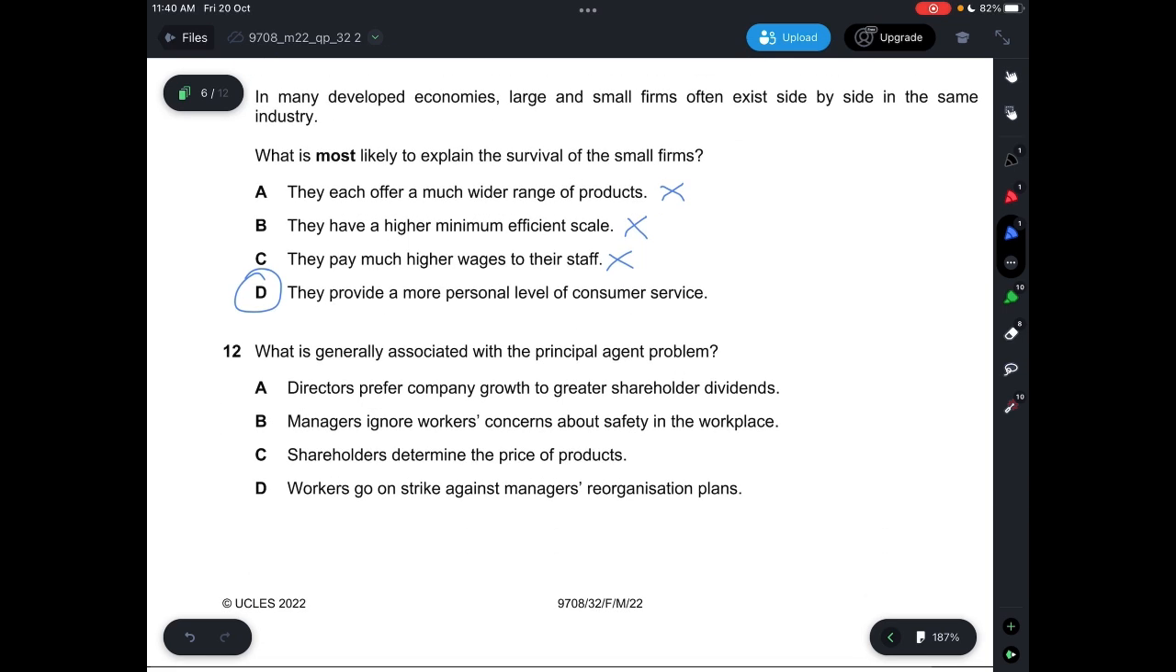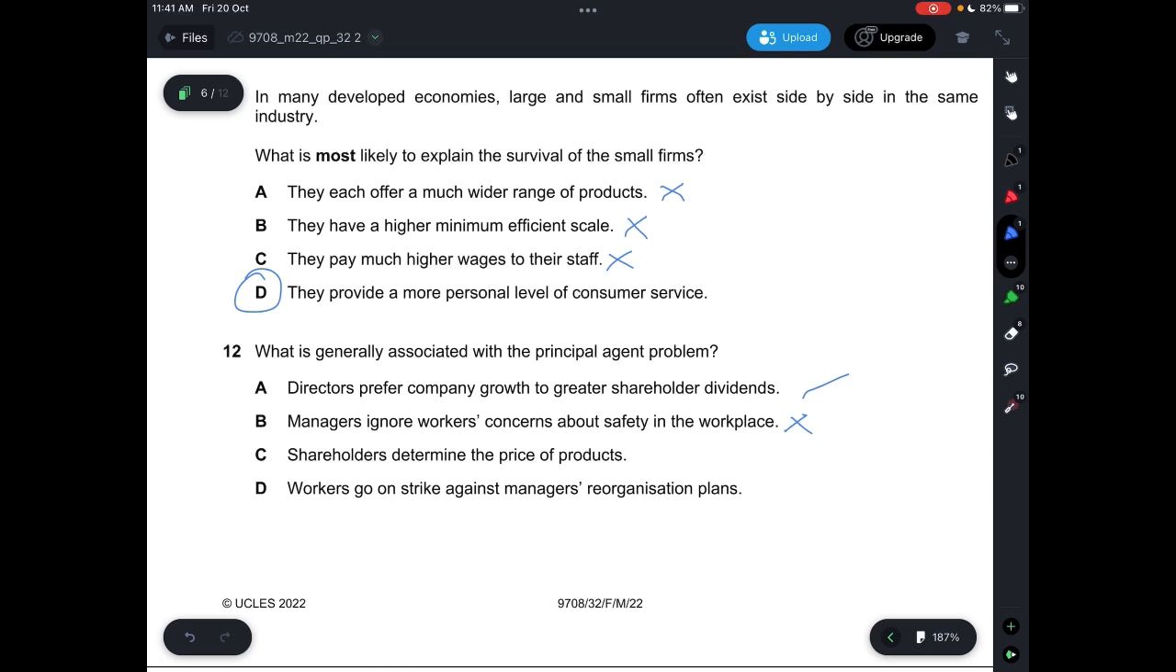Okay. Question 12. What is generally associated with the principal agent problem? Okay, A, it says directors prefer company growth to greater shareholder dividends. This is a principal agent problem. Let's look at the other three options. B, it says managers ignore workers' concerns about safety in the workplace. This is not a principal agent problem. The principal agent problem here is basically shareholders and managers.